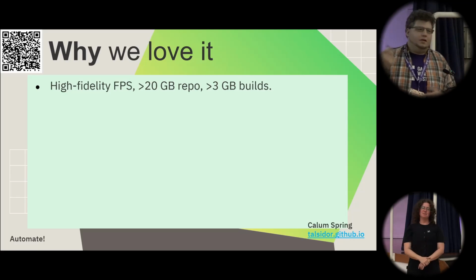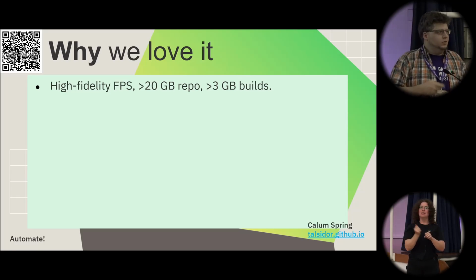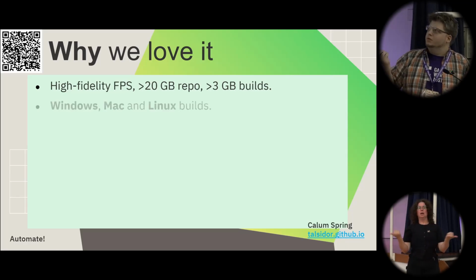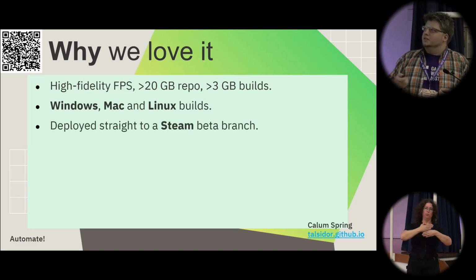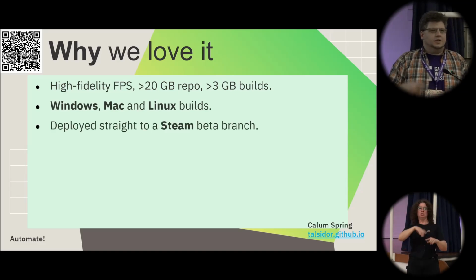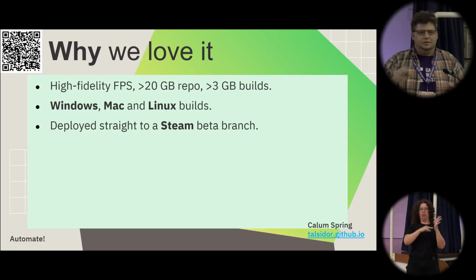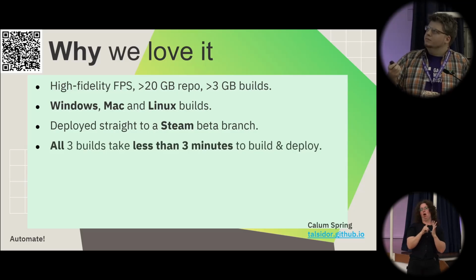So we're currently making a high-fidelity FPS. The project is over 20 gigs in size, and all of our builds are bigger than 3 gigs, so lots of data to move around if we're doing that manually. We're currently automating Windows, Mac, and Linux builds using this process. They get deployed straight to Steam and straight to a Steam beta branch as well, so no additional faffing about in the Steamworks UI to set that build live.